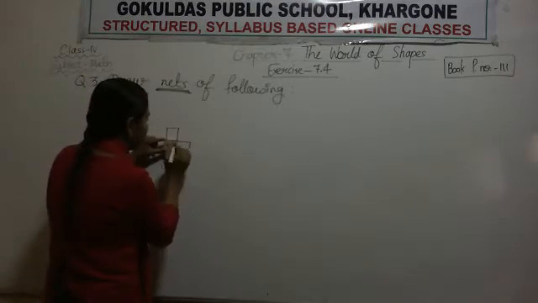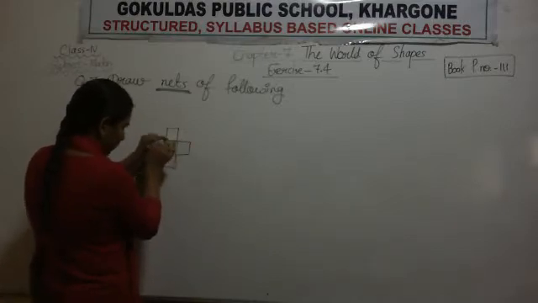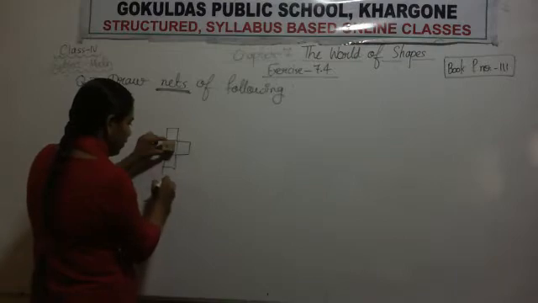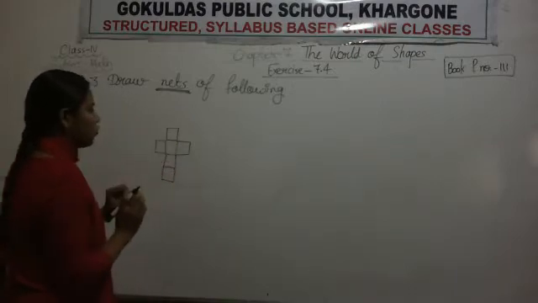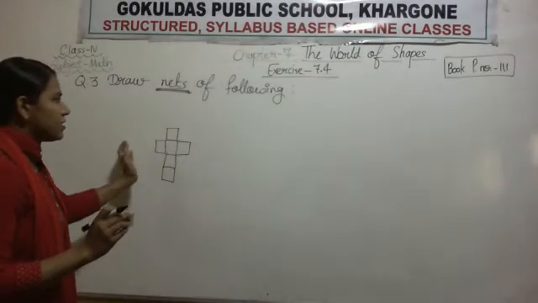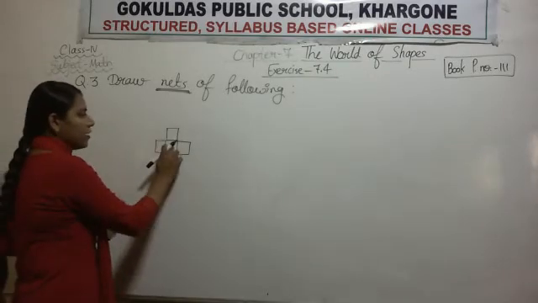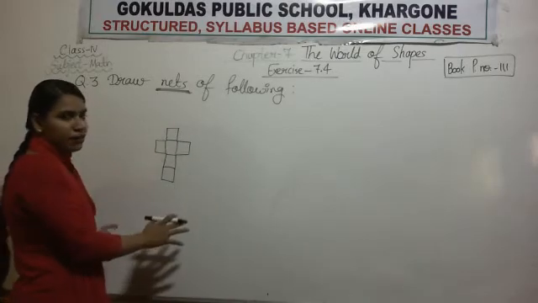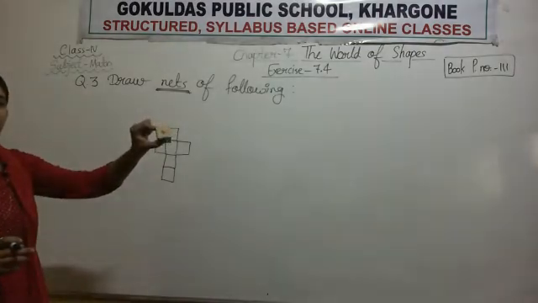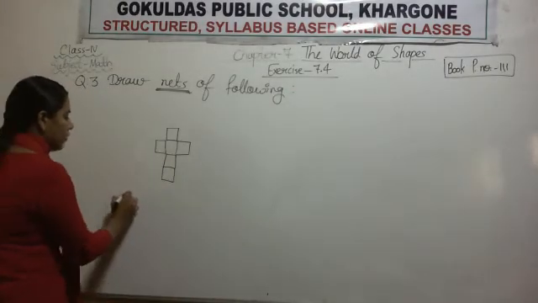it will be like this. If I open this side, it will be like this. And if I open this side further, so I had a 3D shape, I cut it down and open all its surfaces and flatten it. So I get a 2D shape, a plane shape. So this plane shape is known as net, and it is the net of the cube. So it is a net of cube.